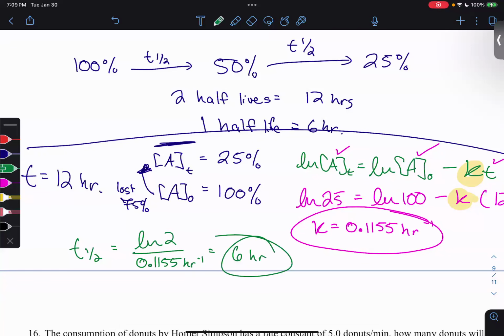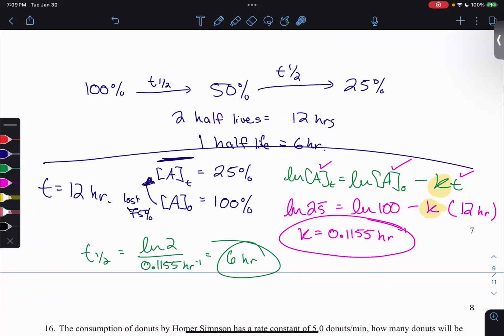So what makes sense to you? What has meaning to you? Does this number mean anything to you? No, it's just a number with a unit. But does T1/2 equals 6 hours mean something to you? Yes, that makes sense. It's like, yeah, I lose half my sample in 6 hours.